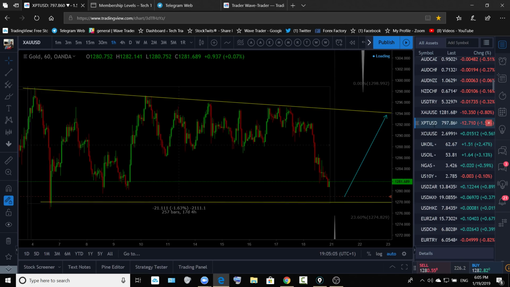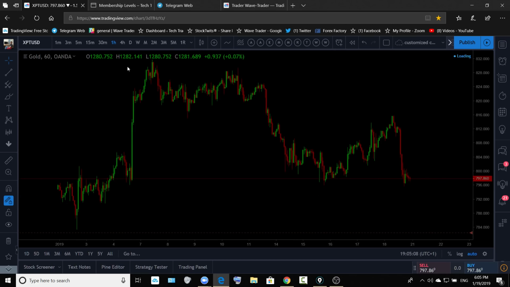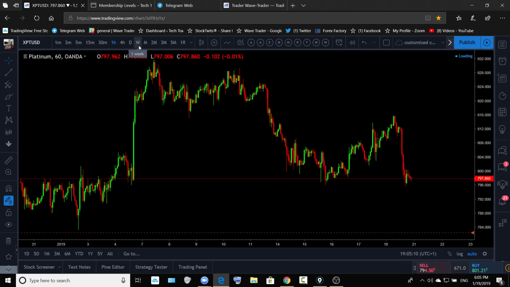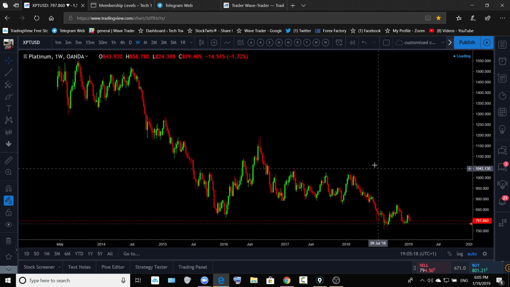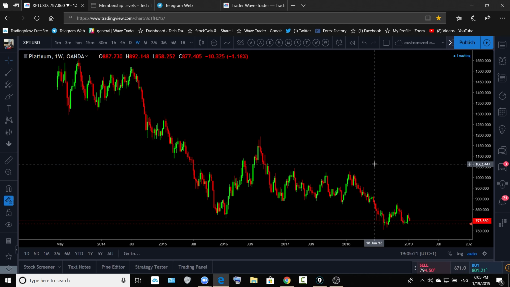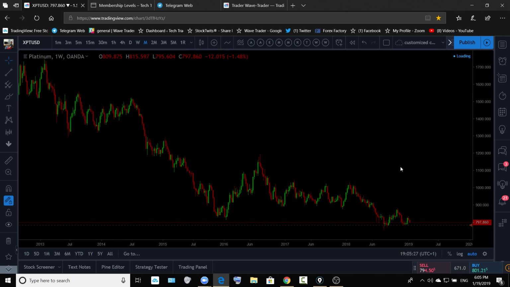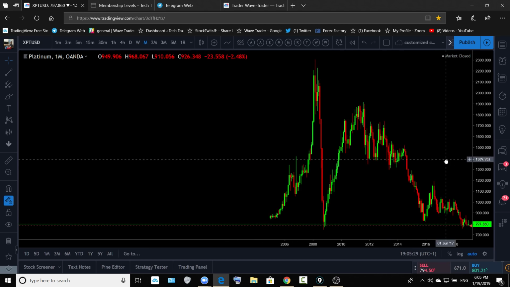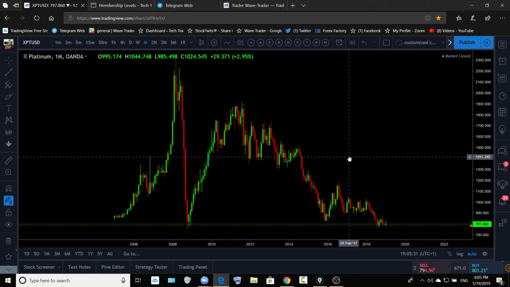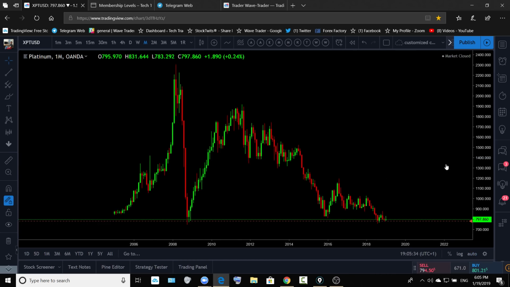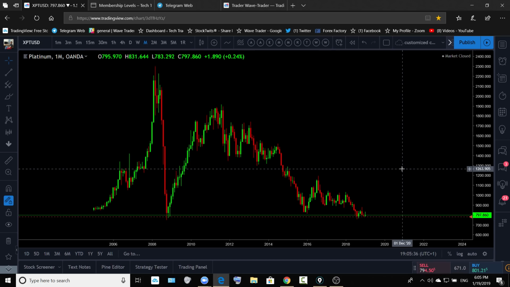So gold, platinum. Platinum is a longer term buy. As you guys know, platinum production cost is more than $900. So right now some mining companies are underwater, and some mining companies are closing down. What is the reason why this is going down, and why is palladium going up?